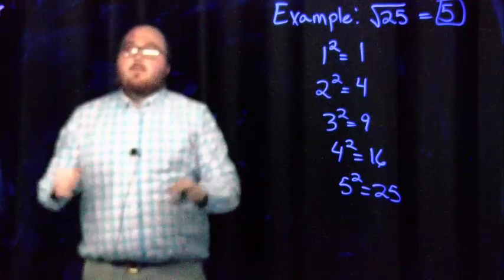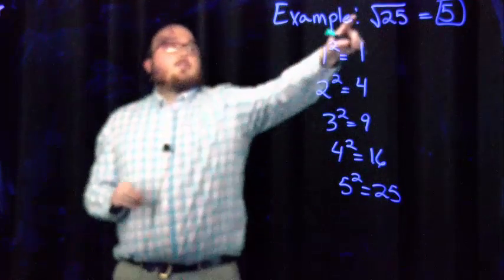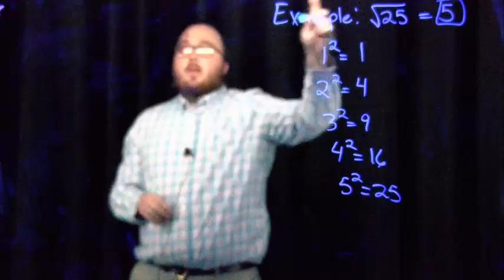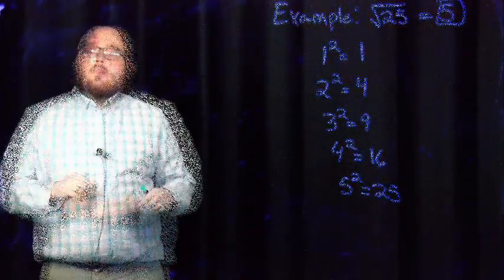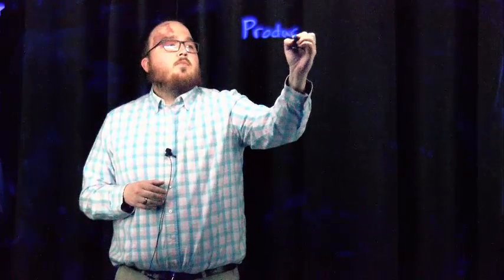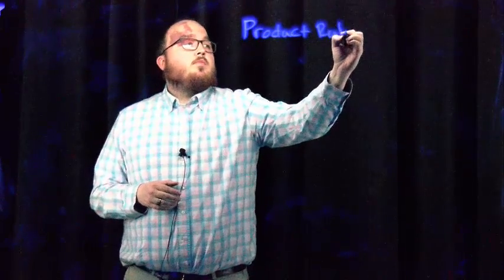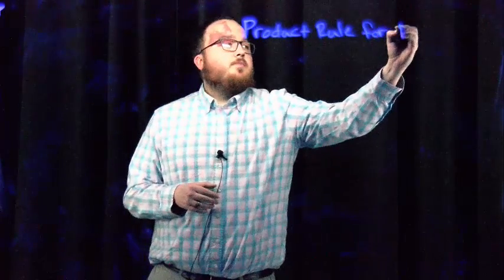One more time: if there's not a number outside of the square root, we assume it's the square root. So what happens if what I have inside of my square root sign is not a perfect square? What if there isn't a number I can square and get that thing? In this case, we use the product rule for radicals.